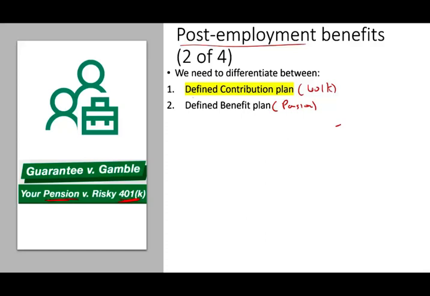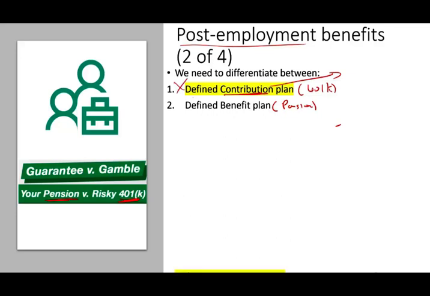401k is called contribution plan. Defined benefit plan is called the pension plan. The difference between them is who carries the risk. Who carries the risk? Well, in the contribution plan, the employee carries the risk of the investment, and I'll explain this in a moment. In a defined benefit plan, the employer, your company, carries the risk of the investment. Okay, so the company's responsibility under the contribution plan stops very early. So let's start with the defined contribution plan, get it out of the way.